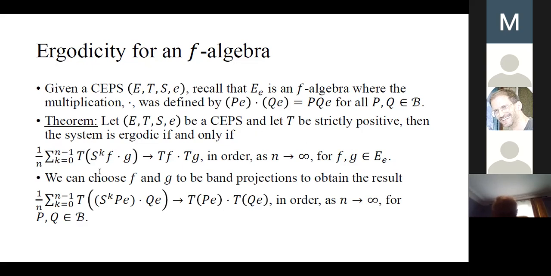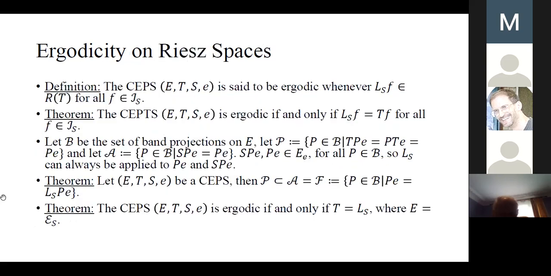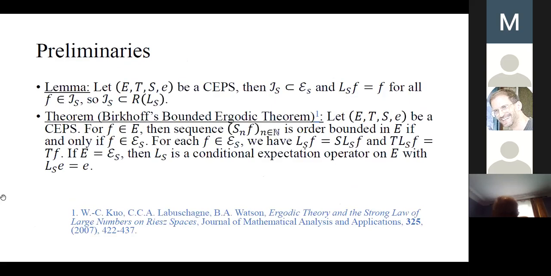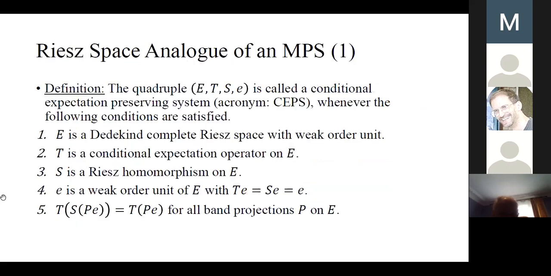And what we can then do is use this result and choose F and G to be band projections PE and QE to get the result that this Cesàro mean converges in order to TPE times TQE for all band projections P and Q on E. Now, this result gives us the generalization of, let's go back, I should have written it there, it gives us the generalization of this result. However, there's a little bit more to it.